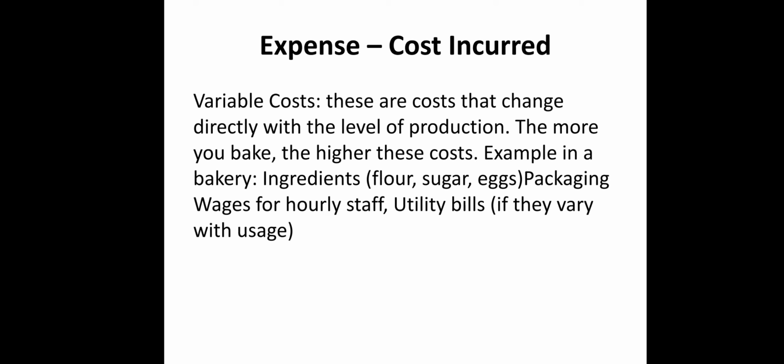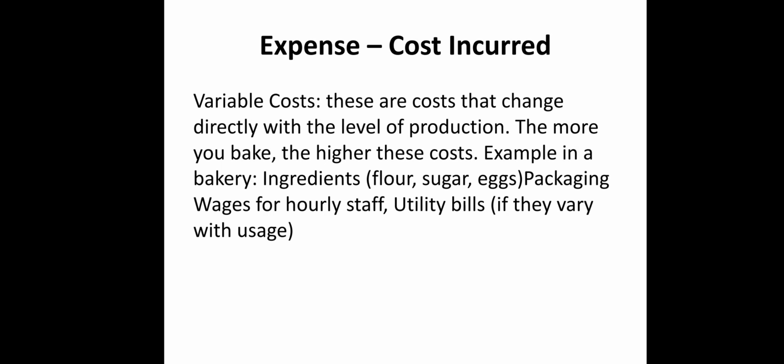Now the variable costs. These are the costs that change directly with the level of production. They fluctuate based on output. In a bakery, ingredients like flour and sugar, hourly staff wages, and utility bills that rise with oven usage. The more you bake, the more you spend. So these vary with production.